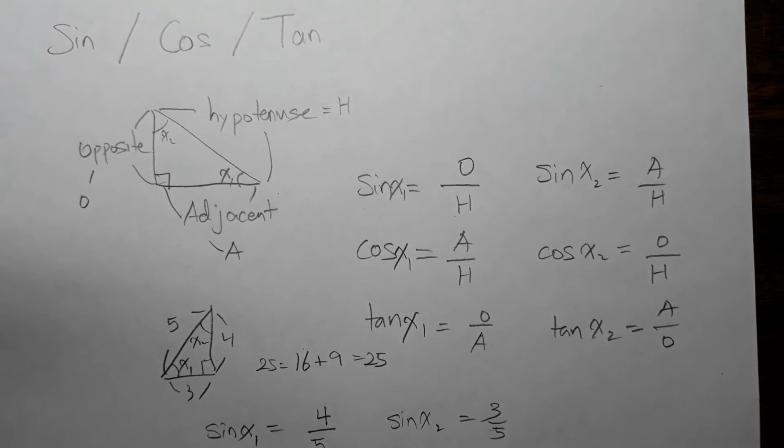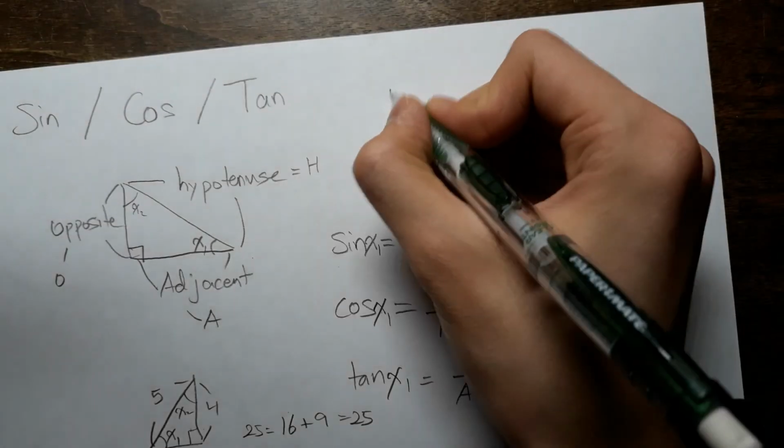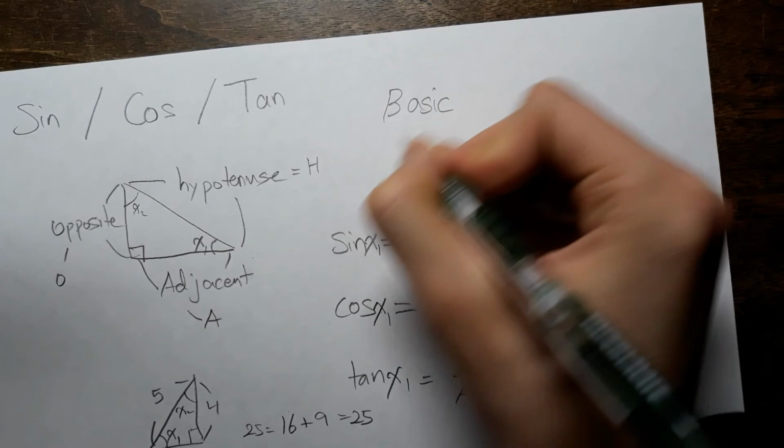So these are the basic terms and what cosine, sine, and tangent is. Yeah, this is the basic. You need to know about tangent, cosine, and sine.